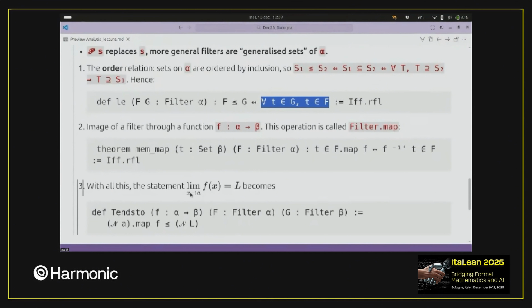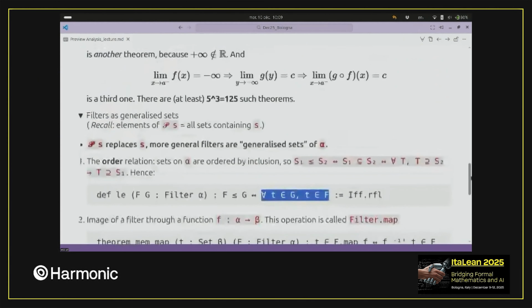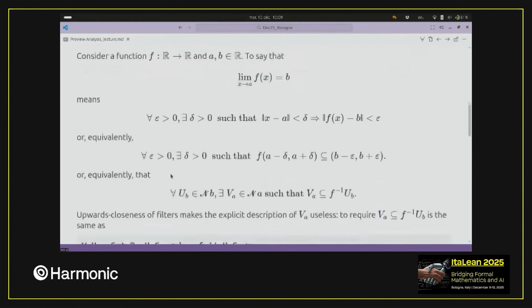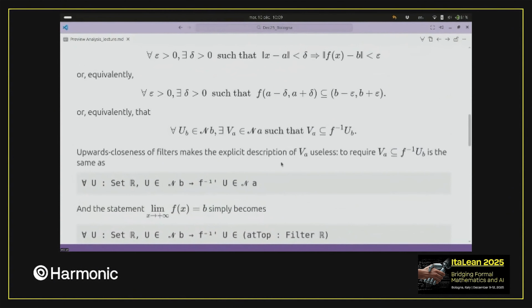So with all this, the statement that as x goes to A, f goes to L becomes just this very sleek, very elegant statement: you have your function f from alpha to beta, a filter F in alpha and a filter G in beta, which you might think, in this case, of F as the neighborhood filter around A and G as the neighborhood filter around L. And then the condition, as we have seen before, that this tends to something is just this: for every set, if the set is in this filter, then its pre-image is in the other one.